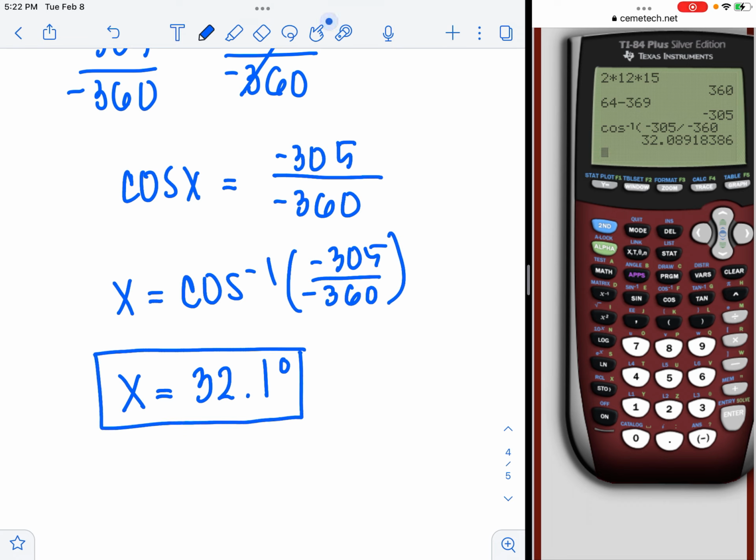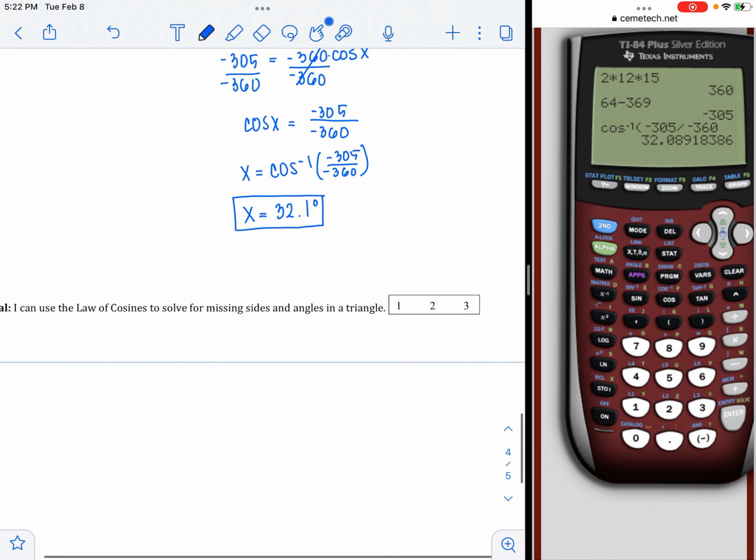All right, that's it for law of cosines and mixed practice. You can go ahead and rate yourself on how you feel about law of cosines.